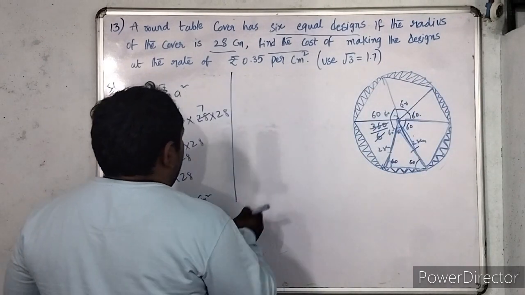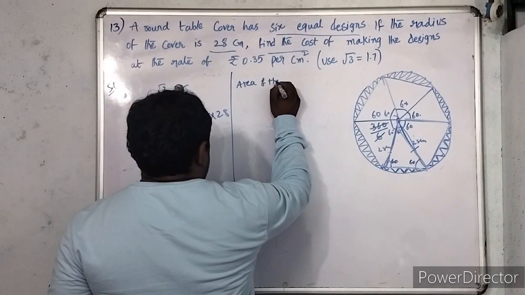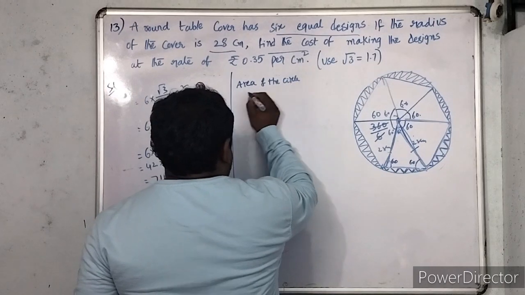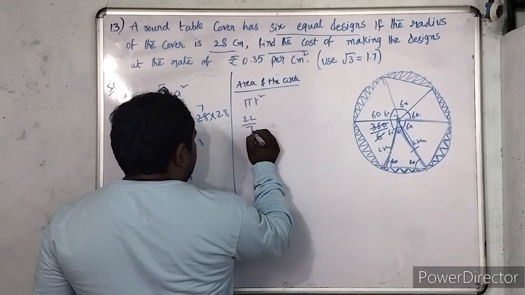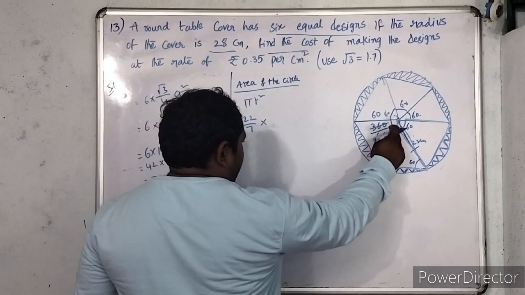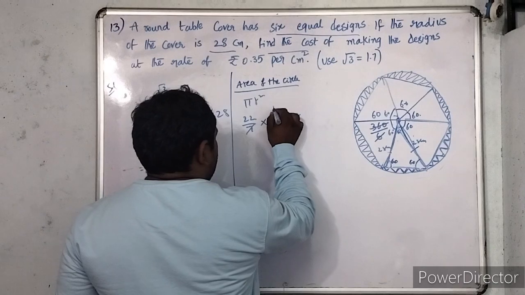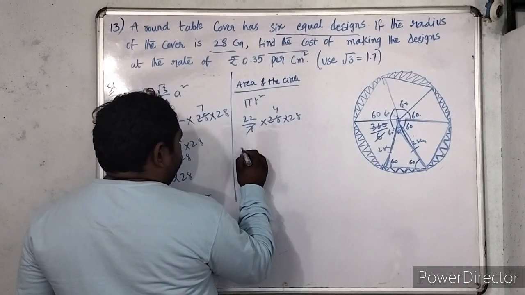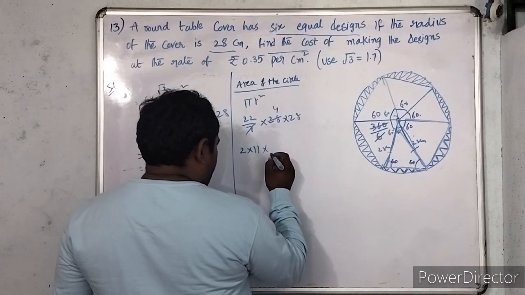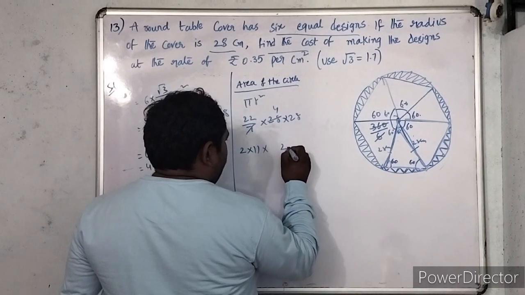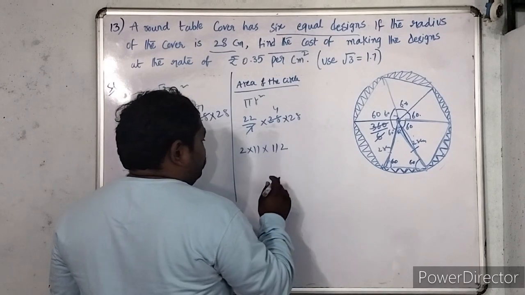Okay, now we have to calculate area of the circle. Area of the circle is nothing but pi r square. Pi is nothing but 22 by 7 into r square, where the radius is 28. 28 into 28. 7 1s are 7, 7 4s are 28. Now 22 can be written as 2 into 11 into 4 into 28. 4 8s are 32. 3 carry, 4 2s are 8 plus 3, 11.